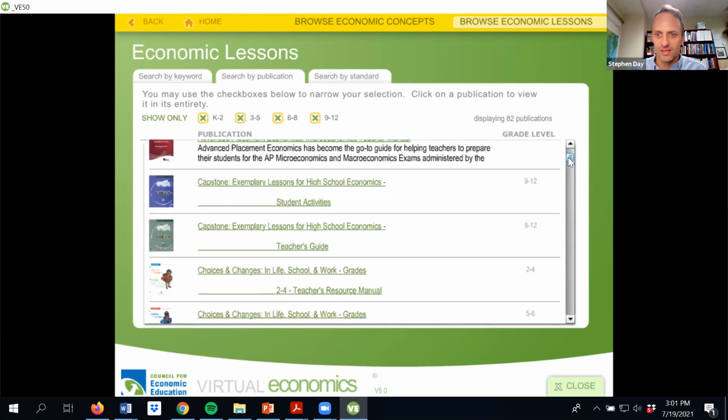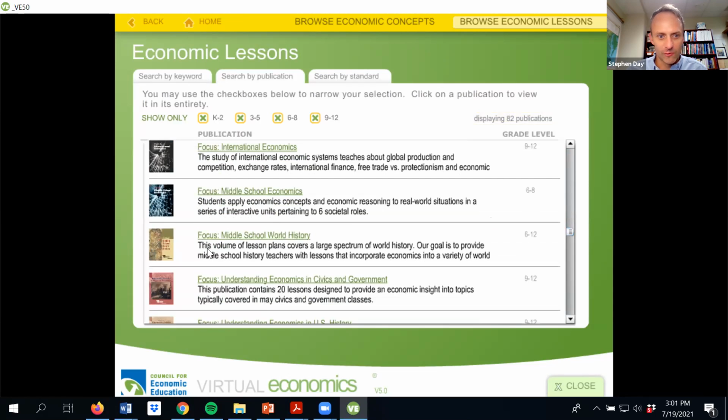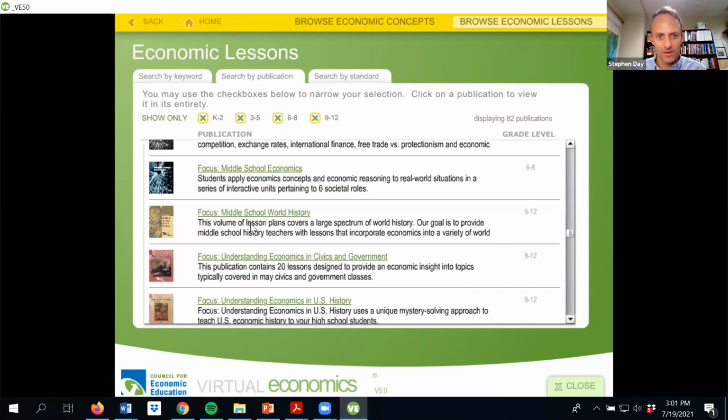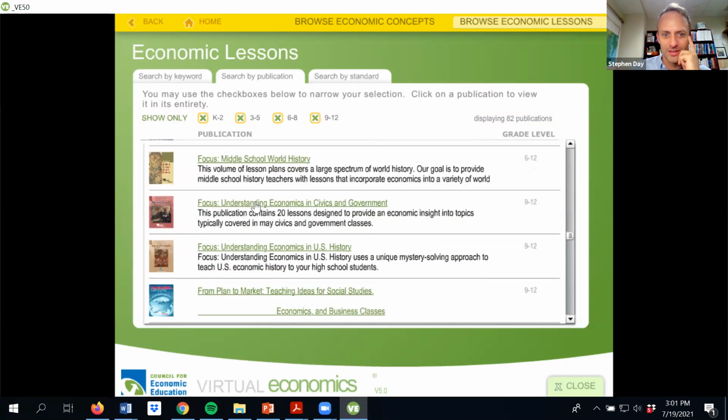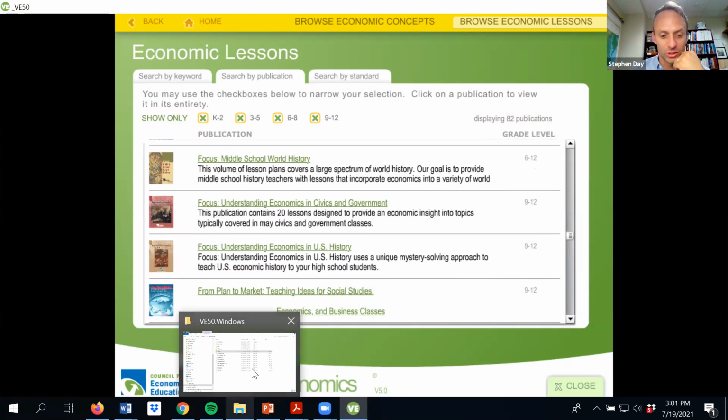But for our purposes, I used this book entitled Focus Middle School World History. And you see it right there. And actually, this is a pretty good little section to be at because it also has Understanding Econ and Civics and Government, which is really good. And then Econ and US History, which is another real good book. By the way, there's a couple people that teach civics and economics here. In two weeks, we're going to have a Civics and Economic Institute that's very similar to this one. So please register for that one because we want you to be at that one too.